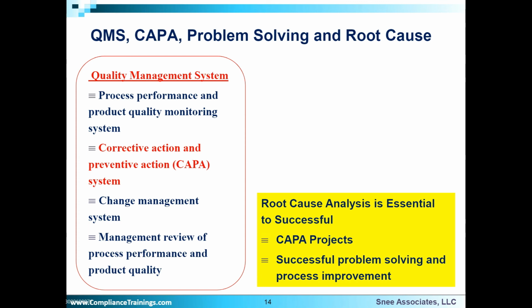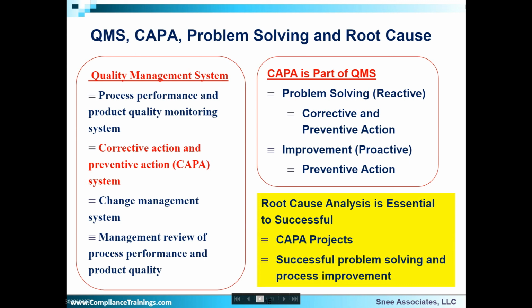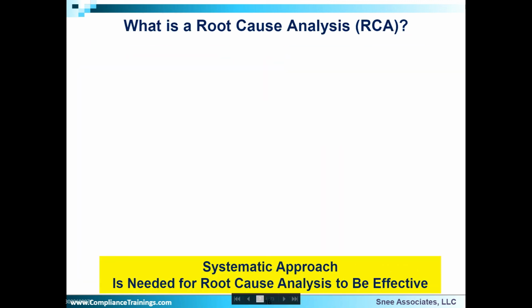You see right away, central to that is the whole idea of CAPA, corrective action and preventive action. So we see that CAPA is part of the quality management system, so that's an important part of it, both for problem solving and process improvement, problem solving being a reactive approach, improvement being a proactive approach. And of course, essential for CAPA to be working is that we've got to have a root cause analysis where we get to the root cause.